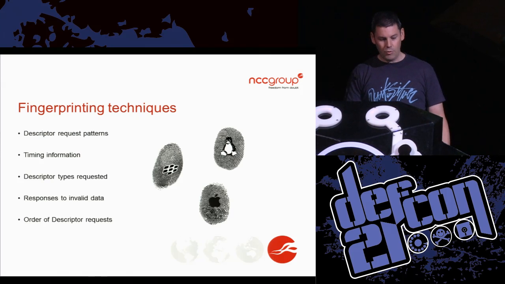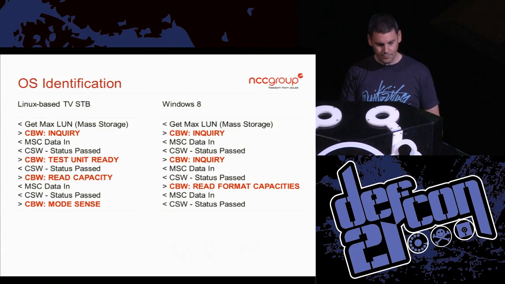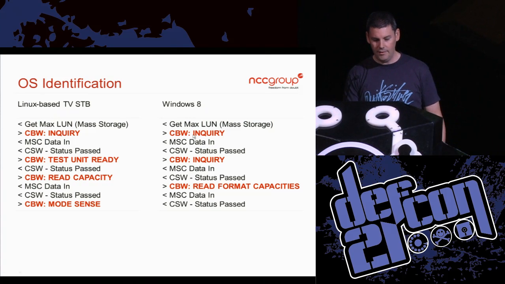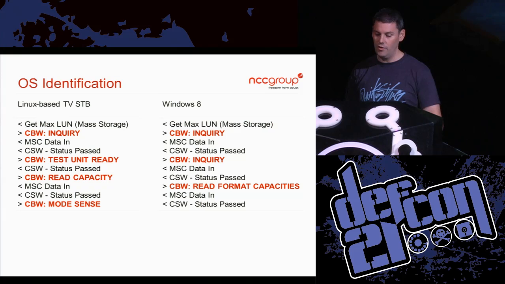So a bunch of fingerprinting techniques. I'm seriously running out of time, so we're going to whiz through this. So OS identification, here we've got a Linux-based TV set-top box and Windows 8, and the same mass storage device was plugged into each, and all the traffic was captured. You can quite clearly see that the types of class commands that are used and the order in which they're requested are completely different for those two OSs.